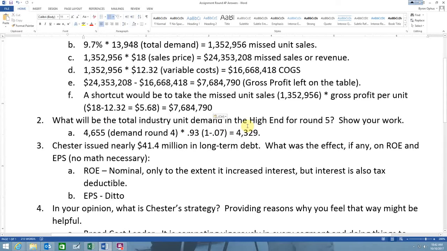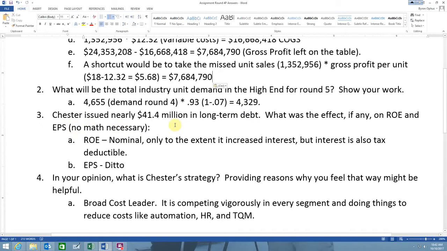4,329,000. Chester issued nearly $41.4 million in long-term debt. What was the effect, if any, on ROE and EPS? The point here I was trying to make is that borrowing money doesn't have a lot of effect on ROE, or earnings per share.